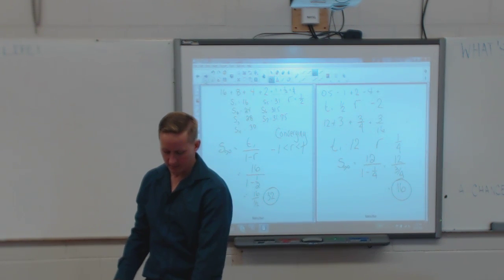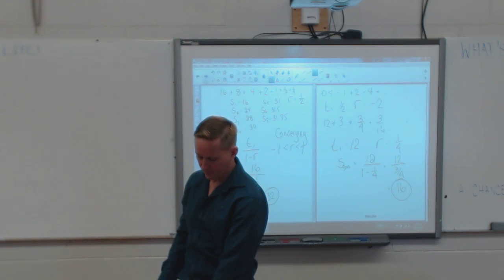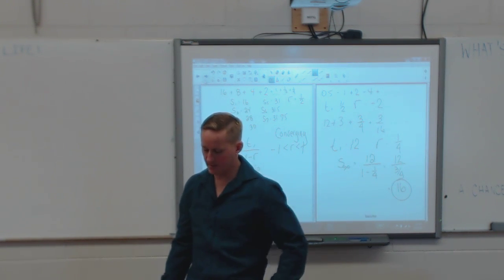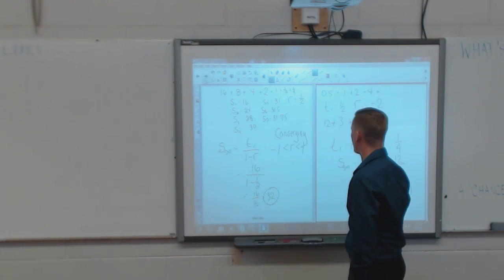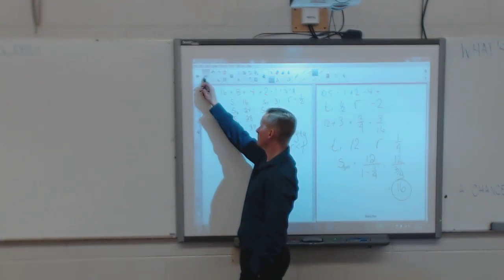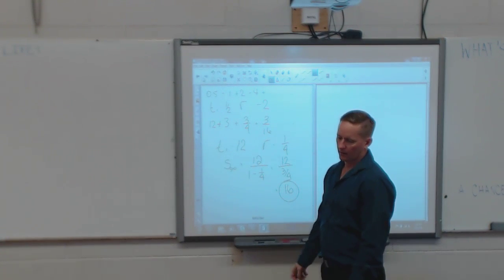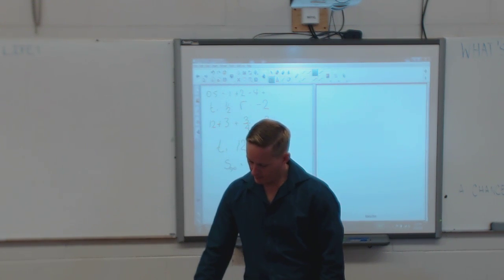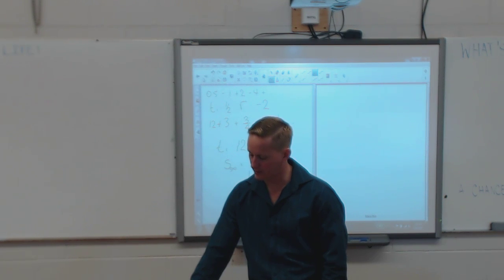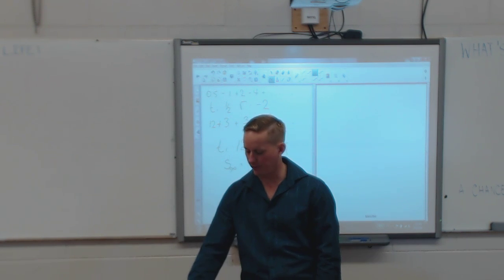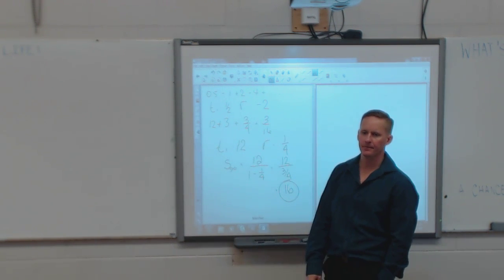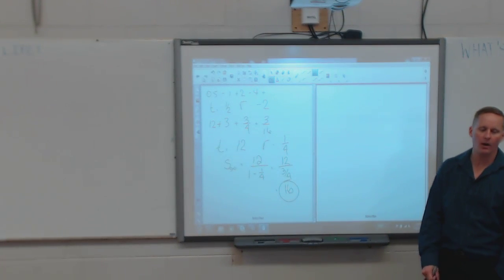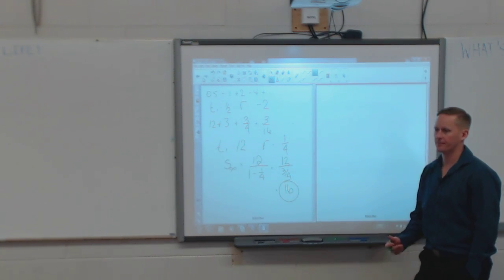Actually, before I do that, let's look at 44 for a second. This is a unique question on page 44. Apply the sum of an infinite geometric series to express the repeating decimal 2.135 as a fraction. Okay? So 2.135 repeat.